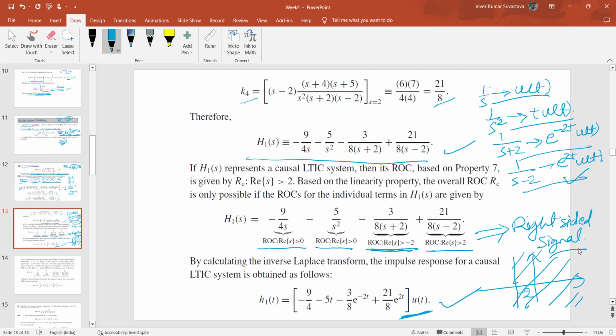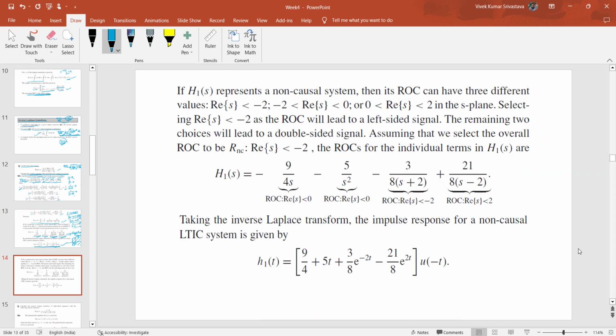For all these partial fractions, I am considering a right sided signal, so that's why we get this expression. But suppose I consider a left sided signal. Then the real part of s will be less than 0, less than 0, less than minus 2, and less than 2. Once you change the region of convergence, the expression will change.